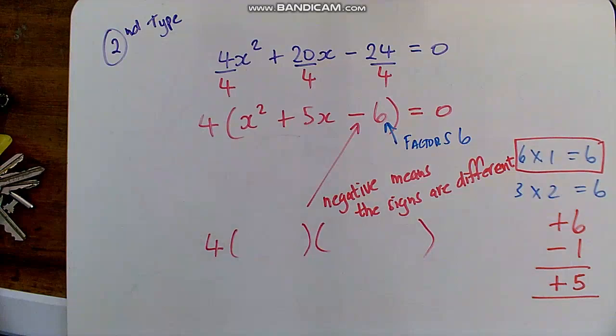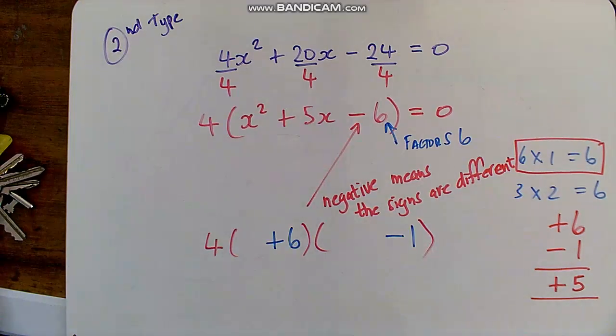We find that plus 6 minus 1 is a plus 5. Therefore, our numbers are plus 6 and minus 1. Place them in the brackets. Don't forget that x times x gives us x squared. That is now factorized. But don't forget, we are trying to solve for x here.